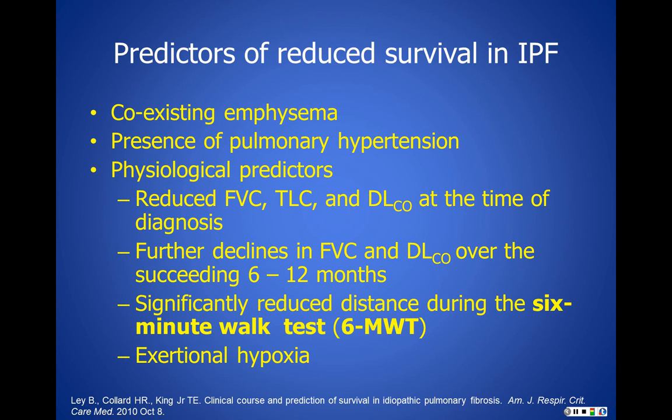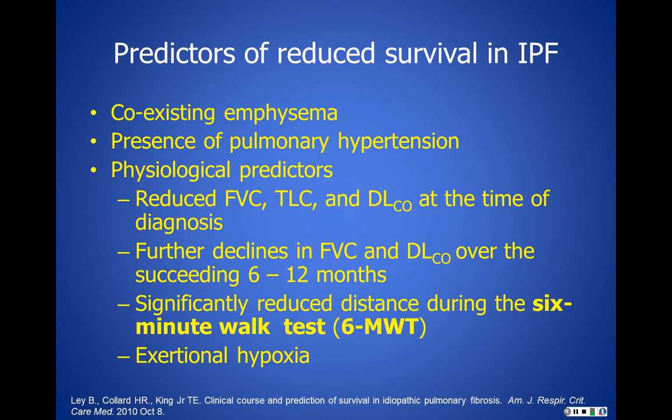Okay? Predictors of reduced survival in IPF. I have some slides and some of them may be repetition, but I think they're important. Coexisting emphysema, okay, has been found to be a very important cause of mortality in these patients. And I would like to request one thing. If you see a patient with emphysema and DLCO is very low, please order a high resolution CT scan of the chest. And those patients have higher mortality.